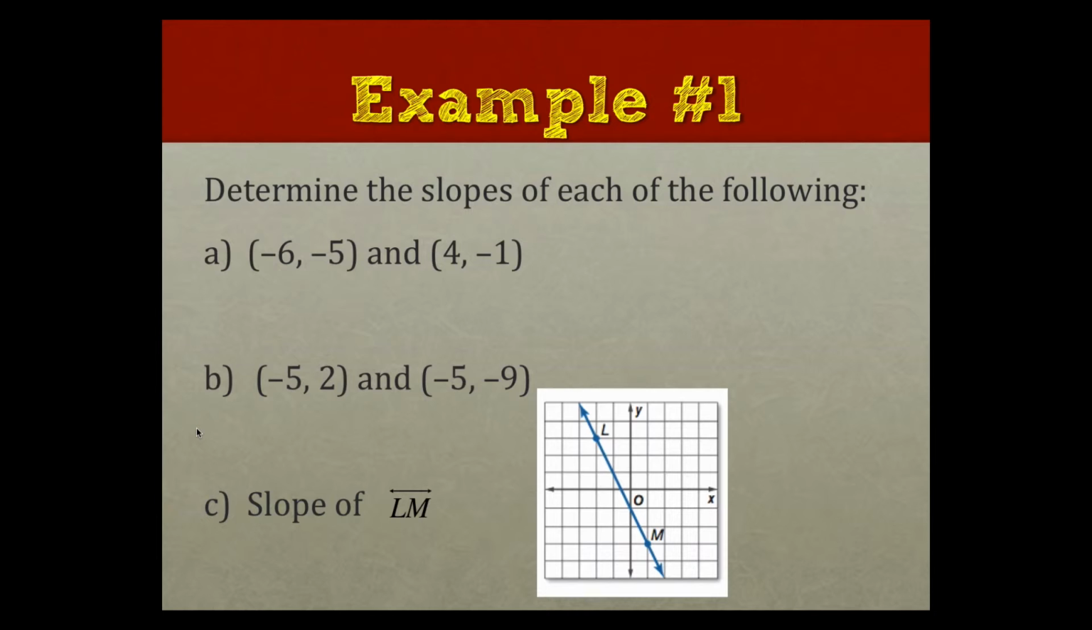Slope of that one. No coordinates, figure it out. Is it too hard to see? Okay. What's the coordinate of L? -2, 3. What's the coordinate of M? 1, -3. Any problems there? You can all calculate a slope.